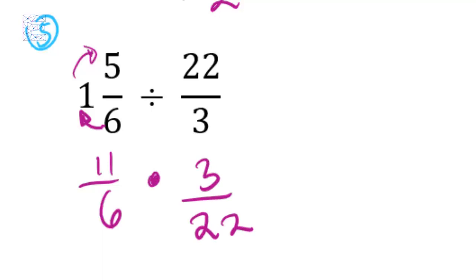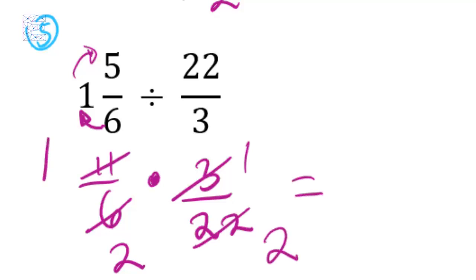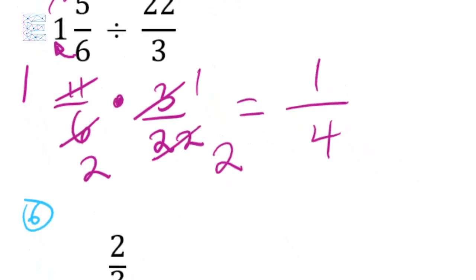Now, do we have any cross-canceling opportunity? Yes. 3 and 6 can cross-cancel, so the 3 goes into 3 once, 3 goes into 6 twice. Also, the 11 and the 22 can cross-cancel. 11 goes into 11 once, 11 goes into 22 twice. So we are left with 1 times 1 up top and 2 times 2, which is 4. So the answer for question 5 is simply 1/4.